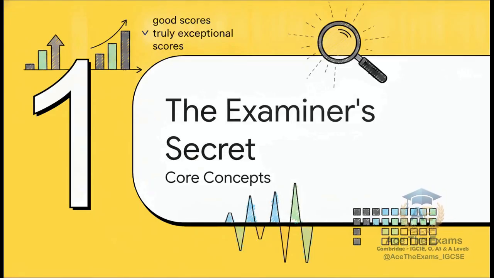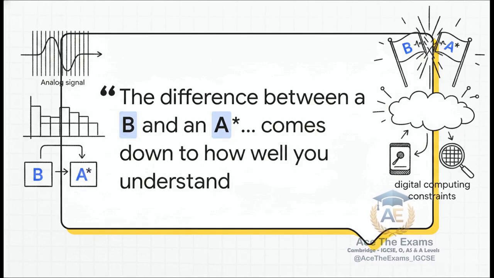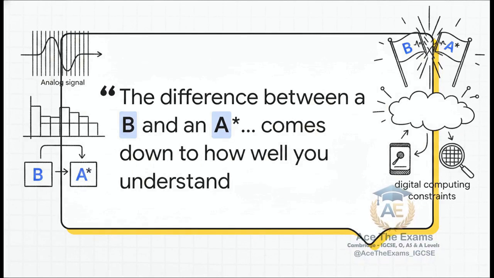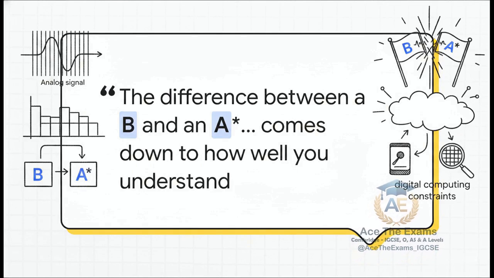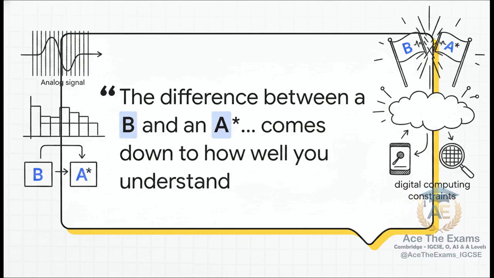Section 1, the examiner's secret. Listen to this direct quote from a senior Cambridge examiner. They noted that the difference between a B and an A star often comes down entirely to how well you understand the impact of sampling rate and resolution on file size and accuracy. Let that sink in. This isn't just some minor subtopic to skim over. It's a fundamental pillar of the syllabus. It's the main battleground where those top grades are won or lost.